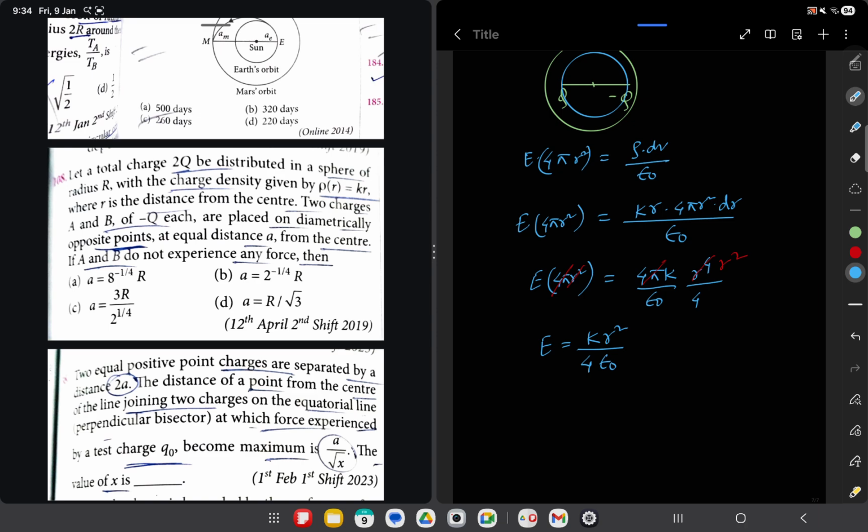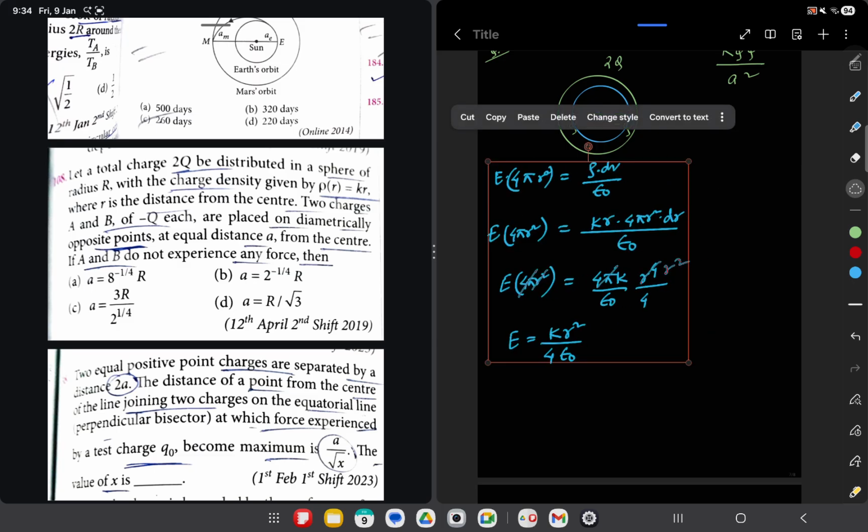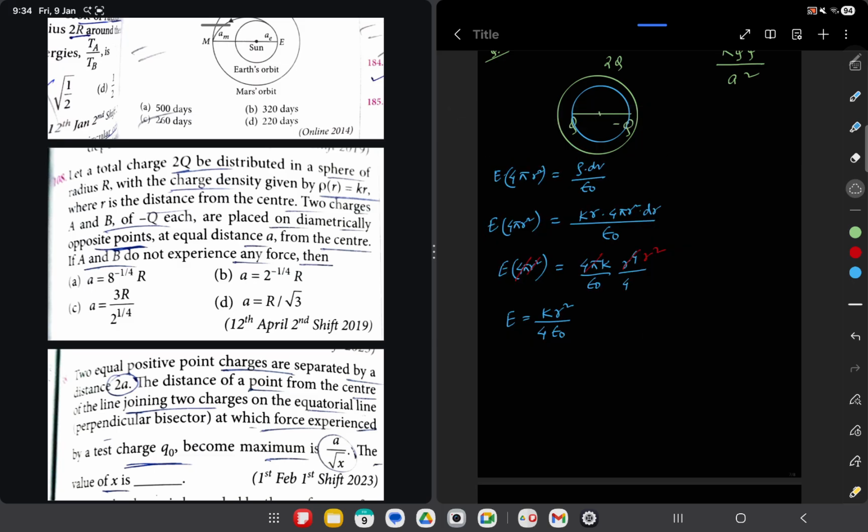Now the thing is, you need to find out k also. This makes the question a little difficult. So for this k, in the question it is clearly given that r is the radius of the sphere and 2q is the total charge.